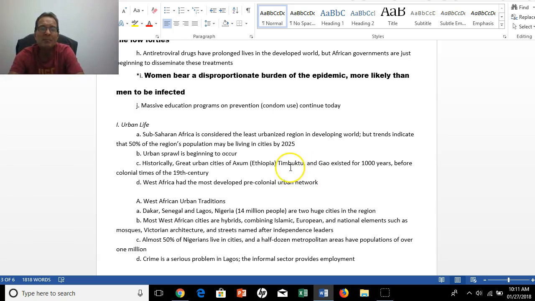Historically, Timbuktu, the current textbook has a different spelling for this. I can't remember it off the top of my head. This is the old traditional spelling of Timbuktu. This was a great Muslim learning center in ancient times. And West Africa was the most developed pre-colonial urban network before colonial times of the 1800s.